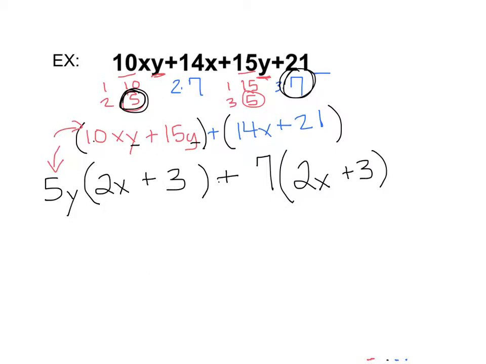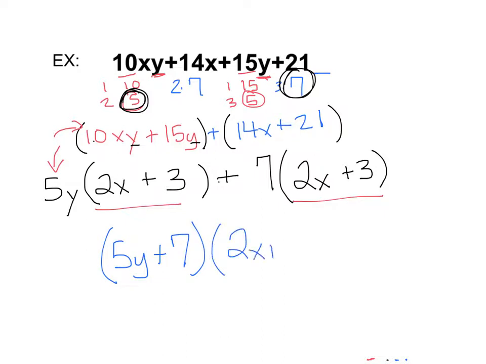So immediately we can see that we factored out the same value on each side, which tells us that we're doing things correctly. So finally, we'll rewrite it as two single factors by taking our coefficients, 5y and 7, putting them into one set of parentheses, and putting what was left, our 2x plus 3, into the other.